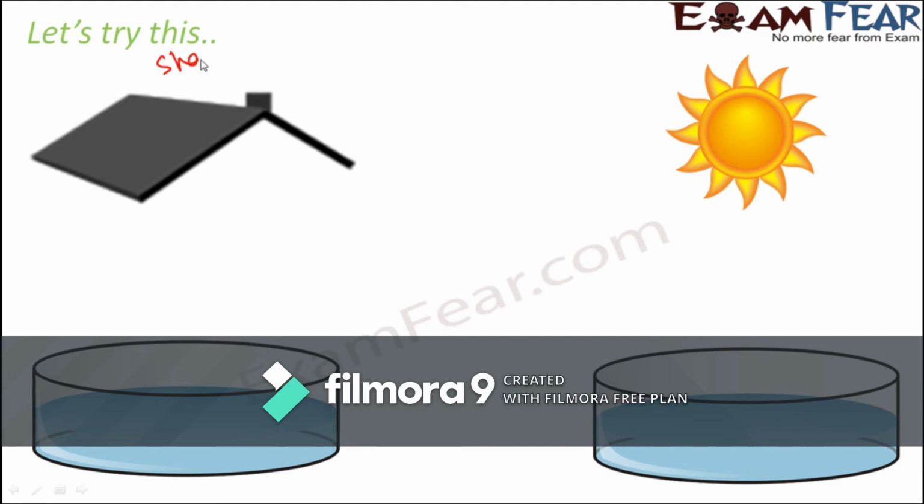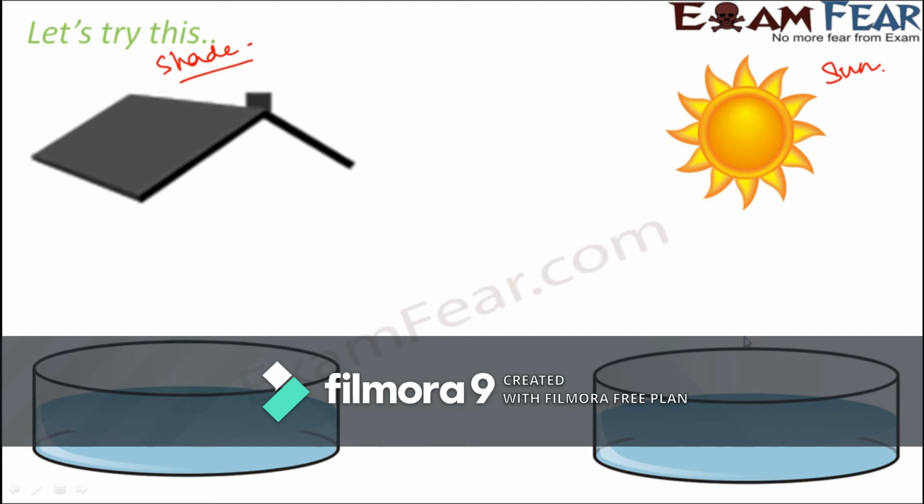So this is the shade, and this is the sun. You take some water in a bowl, and you actually take two bowls, put some water in both of them, keep one of them directly under the sun and the other one under the shade, so that it does not receive sunlight directly, but indirectly it receives some amount of heat. No direct sunlight is obtained here, and here direct sunlight is obtained.